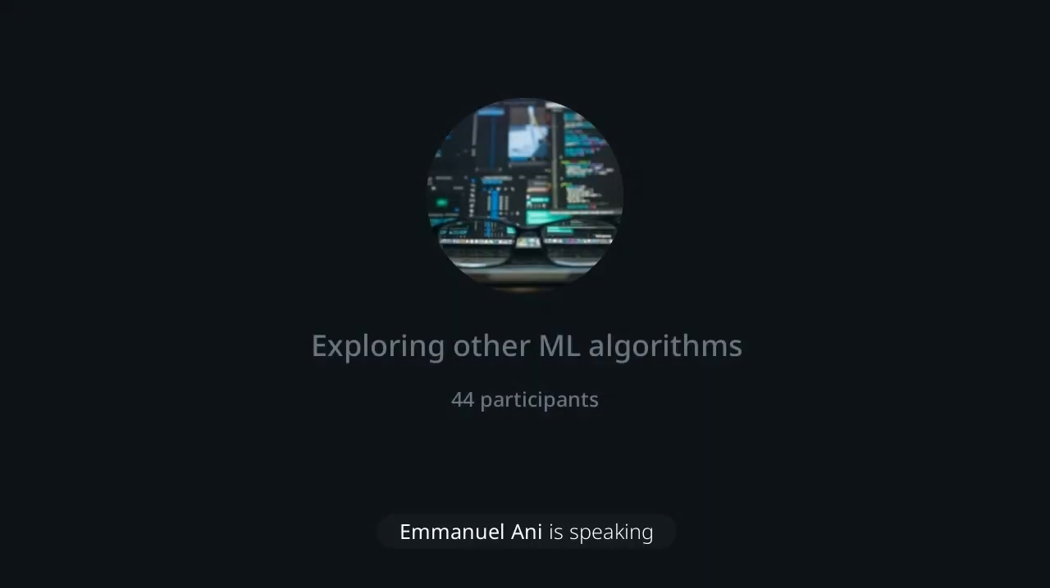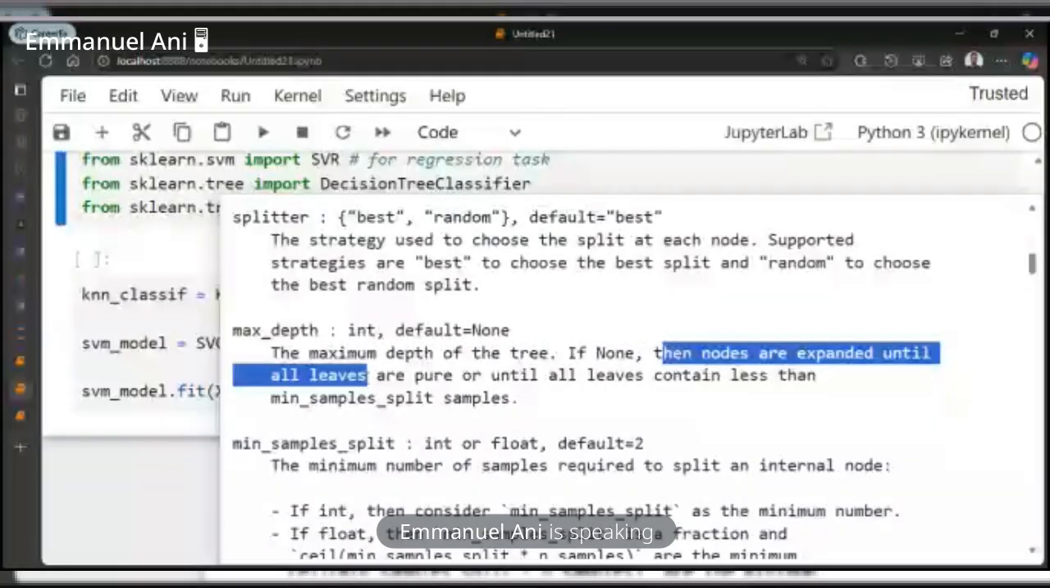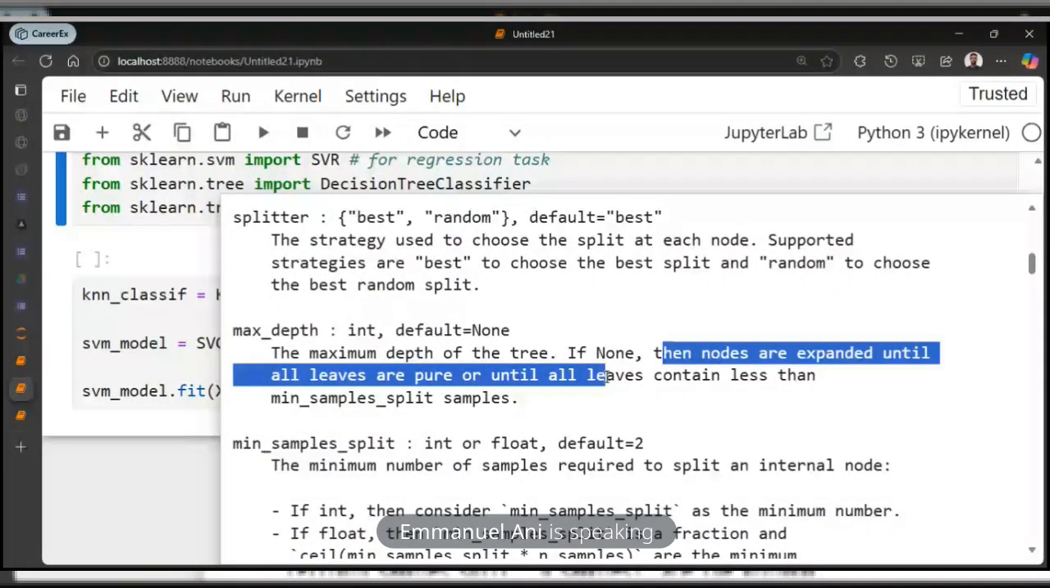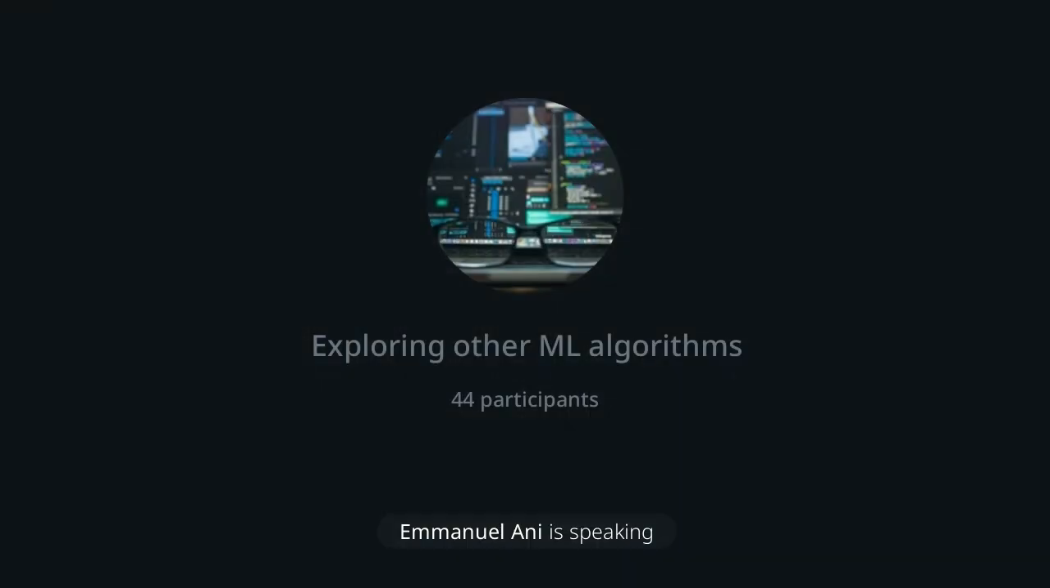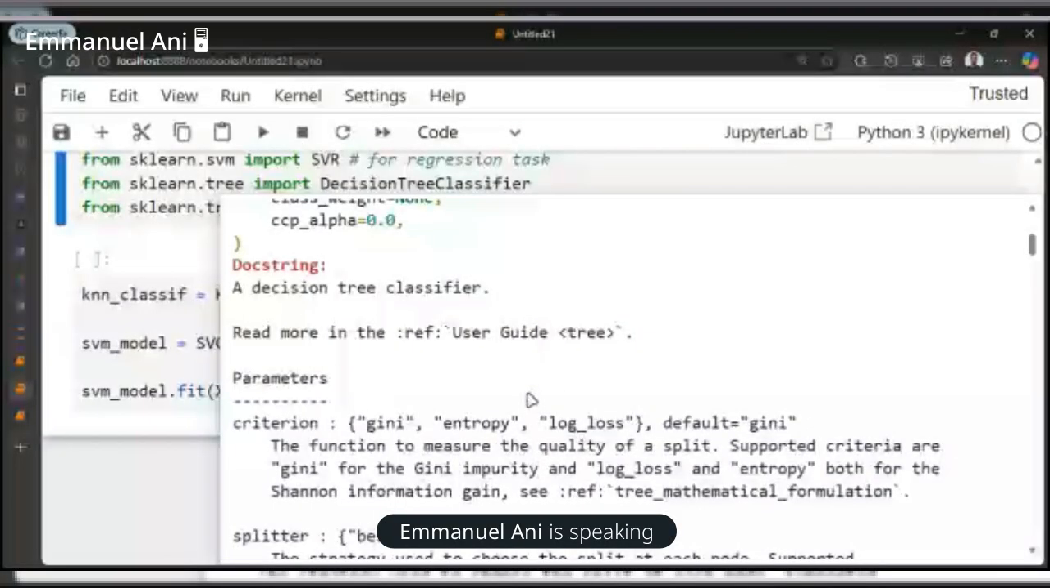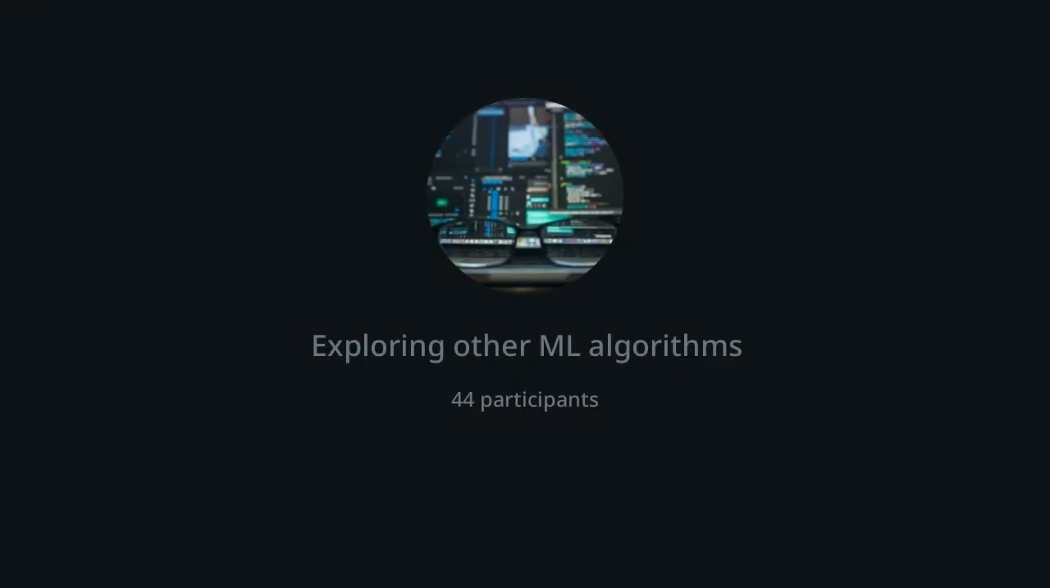So this is the max depth, which I also explained. This is the maximum depth of the tree. If you don't select anything, then all nodes are expanded until all leaves are pure, or until all leaves contain less than the minimum sample. So there are a lot of things to actually look at when it comes to parameters. It's a different class on its own. I need you to understand the idea behind this algorithm first before we move on to that. Okay, so that's basically it for decision tree.